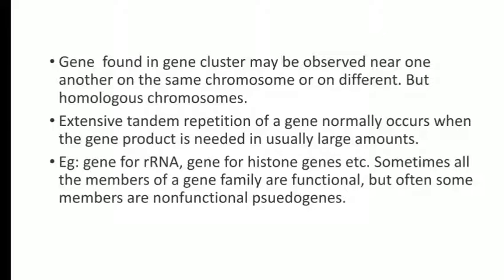When a gene product is needed, usually in large amounts, extensive tandem duplication of a gene occurs. Examples are the genes for rRNA and histone genes. Sometimes all the members of a gene family are functional, but often some members are non-functional pseudogenes.